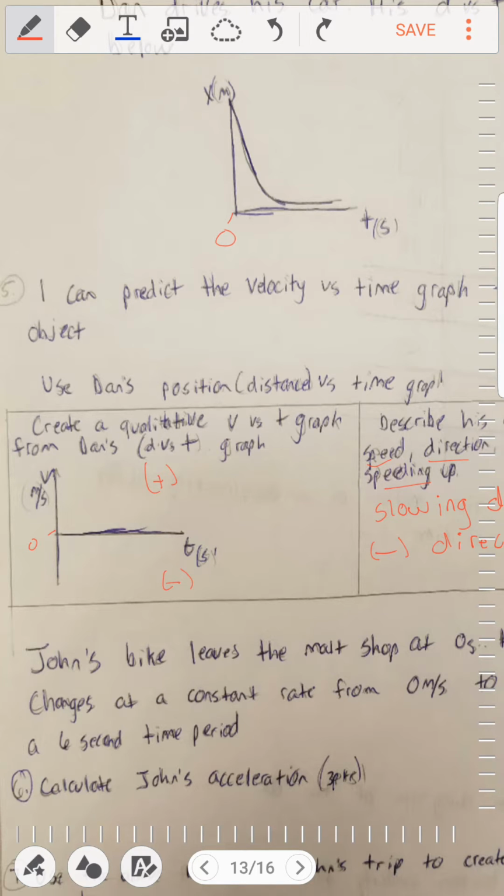Well, it tells me I'm slowing down. That means I'm going to a 0. I'm getting closer to a 0. So I'm starting over here and I'm going towards the 0. That's what this graph would look like on a velocity versus time graph.